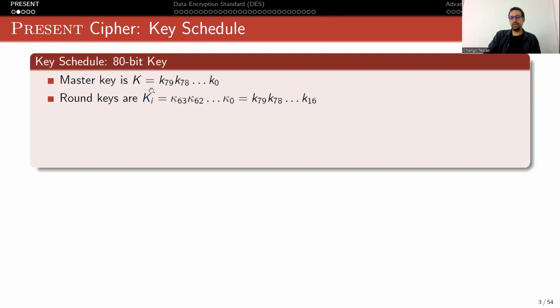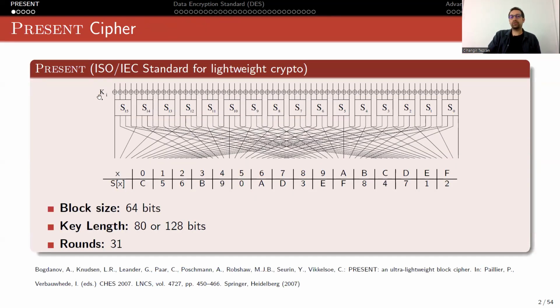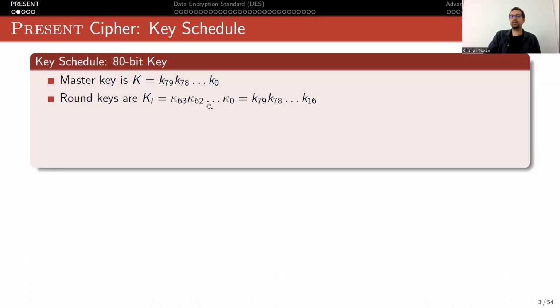So if you have an 80-bit key, the first round key is the leftmost 64 bits of it, as you can see here. Then we will perform some operations on this master key to choose the next round key, which will again be the leftmost 64 bits of this master register. So this is your key I.